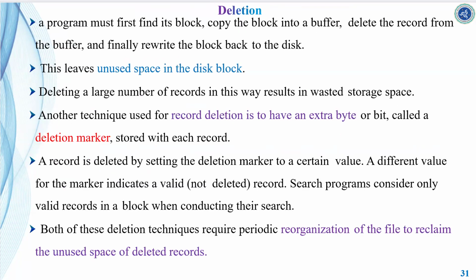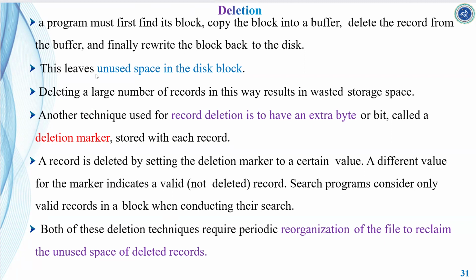Next is deletion. A program must find its block, whatever you need to delete, and copy that particular block into the buffer. Then after copying, you delete that record. So whatever record you intend to delete, you delete it from the buffer and finally rewrite that particular block back to the disk after the deletion.